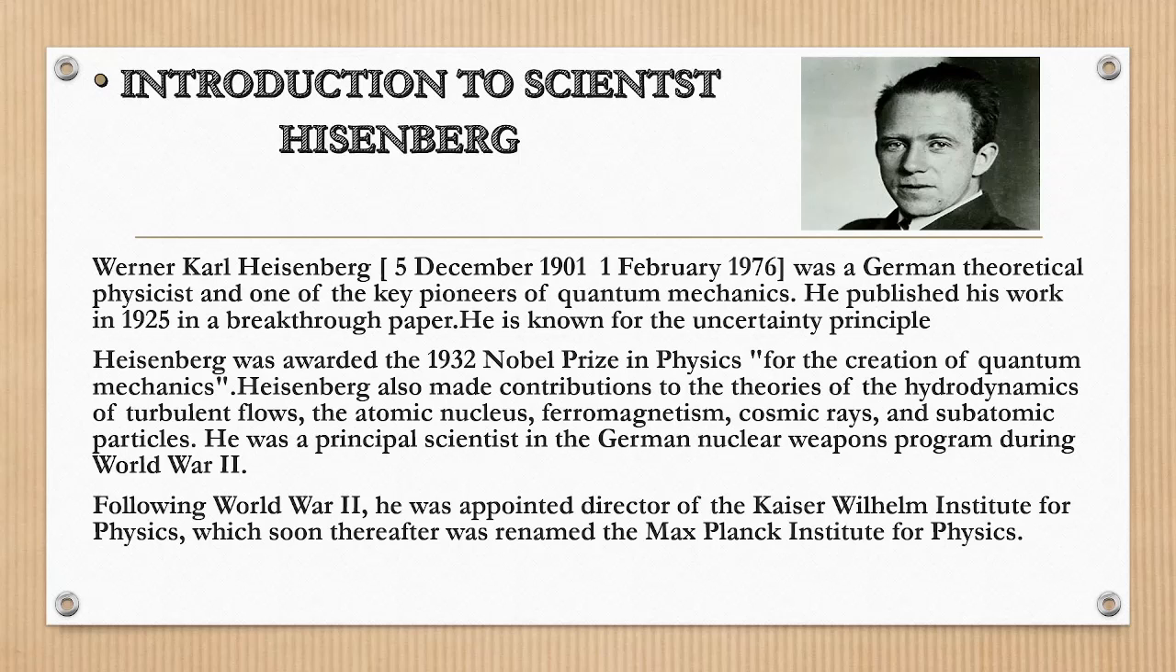Also, he was awarded the Nobel Prize in Physics in the year 1932 for the creation of quantum mechanics. Heisenberg also made contributions to the theories of the hydrodynamics of turbulent flows, the atomic nucleus, ferromagnetism, cosmic rays, and subatomic particles. He was a principal scientist in the German nuclear weapons program during World War II. Following World War II, he was appointed the director of the Kaiser Wilhelm Institute for Physics, which soon thereafter was renamed the Max Planck Institute for Physics.